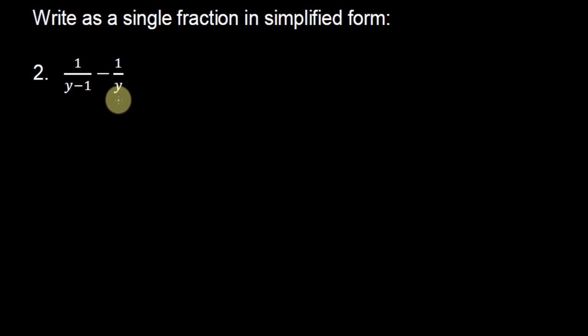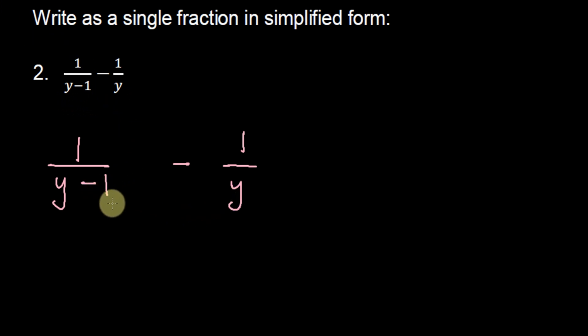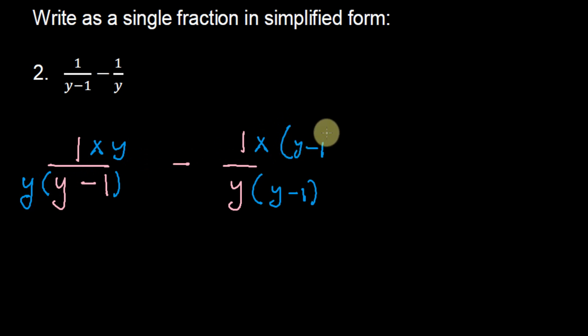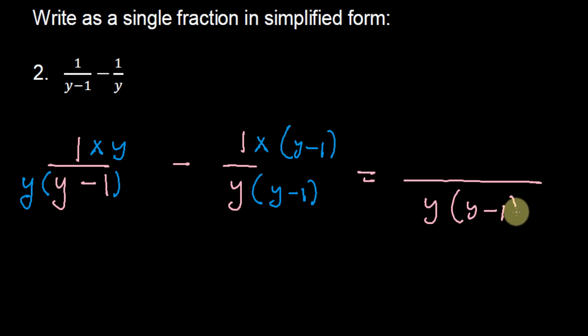In order to get the denominators the same, so we can subtract these fractions, we multiply the denominators by each other. So the y minus 1 in the first fraction, we're going to multiply by y, and the y in the second fraction, we're going to multiply by y minus 1. We also multiply the numerators by y and by y minus 1 here. The denominators are the same now, so we can write everything over one denominator of y into y minus 1.